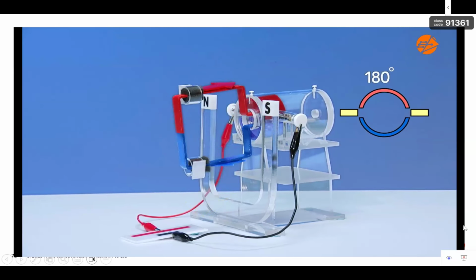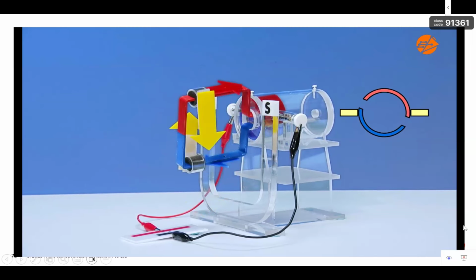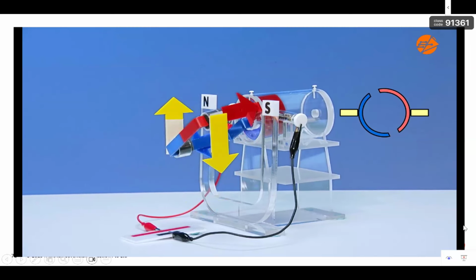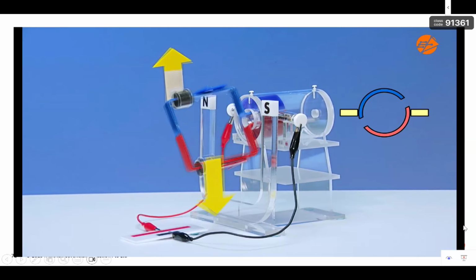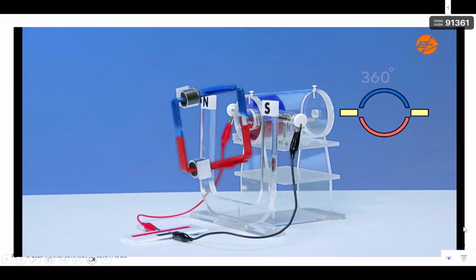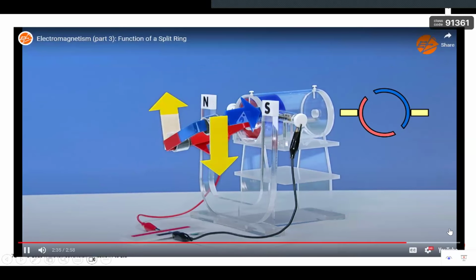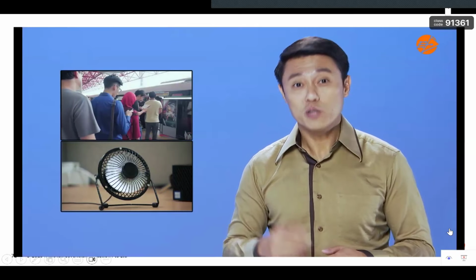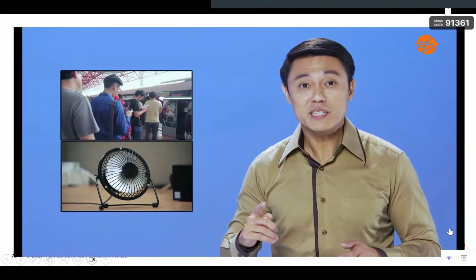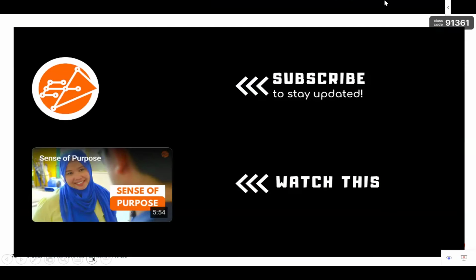At every 180 degrees, the split ring changes the current direction. This changes the magnetic force direction to ensure the continuous motion of the coil in the same direction. The next time you enjoy the breeze from an electric fan or travel on a train, remember, it is the split ring in the DC motor that keeps them moving in the same direction.